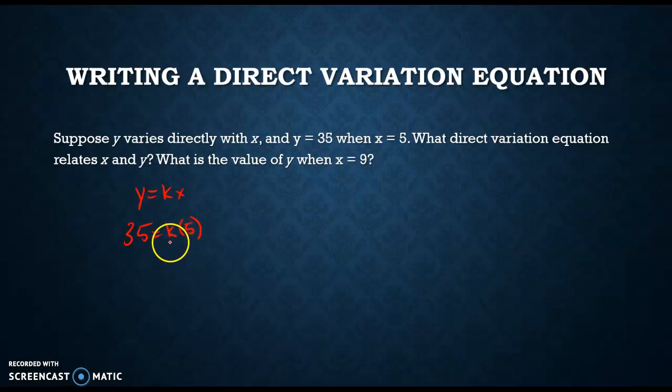So I just need to find k first. So I'm going to divide both sides by 5. So this becomes just k, and 35 divided by 5 is 7. So I know that k is 7, so that means y equals 7x, because I'm taking my k and plugging it back into my original equation. And so y equals 7x. That's my equation.